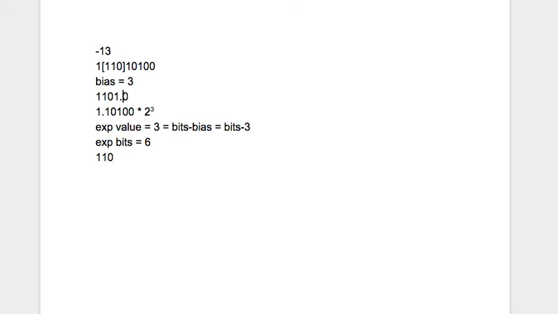We could work that in reverse, and we just go through the same steps in reverse. So let me just delete all this stuff and do that in reverse. So it's negative, so I have the 1 at the beginning in the sign bit. The exponent bits are 110, which is the value of 6. Subtract off the bias, and I get an exponent value of 3. For the fractional bits, this is a normalized number, so I put a 1 point in front, 1.10100.